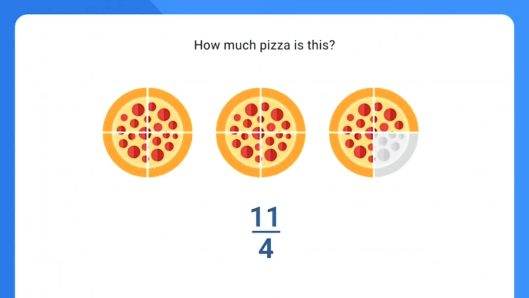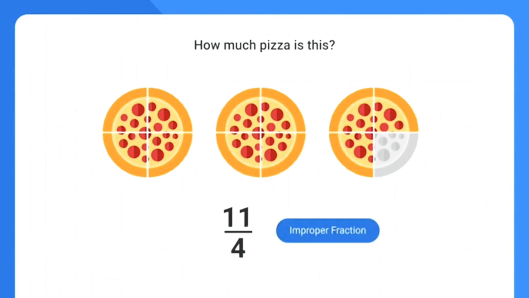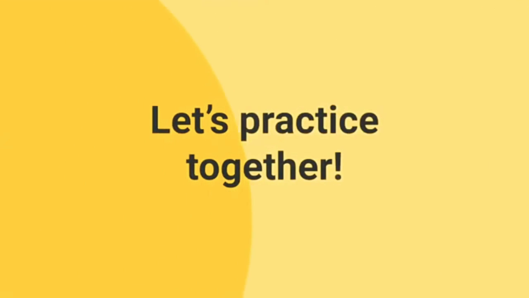The fraction 11/4 is one way to describe this amount of pizza, and it's called an improper fraction, because the numerator of 11 is larger than the denominator of 4. This means our fraction is larger than one whole. Now let's practice identifying an improper fraction together.